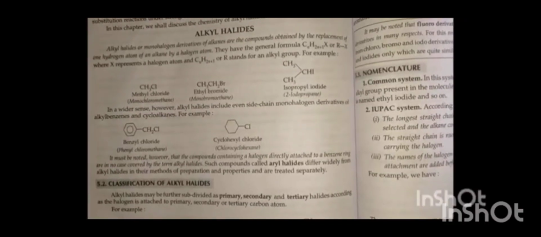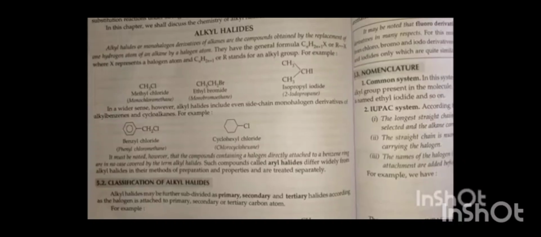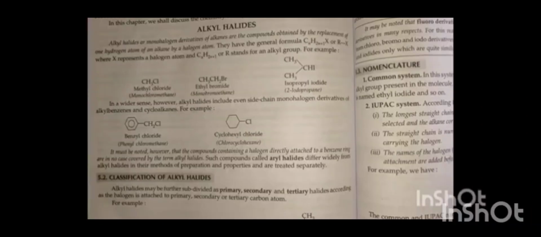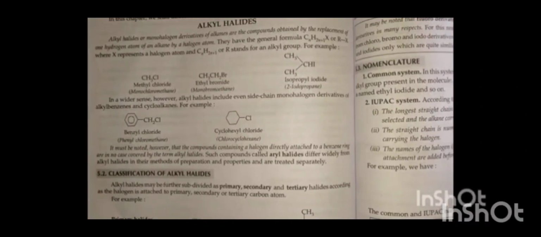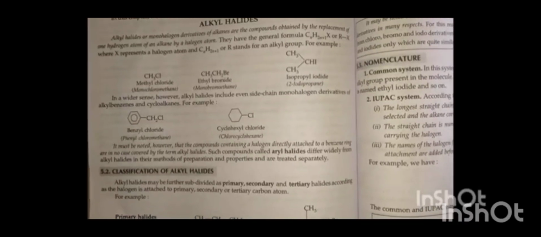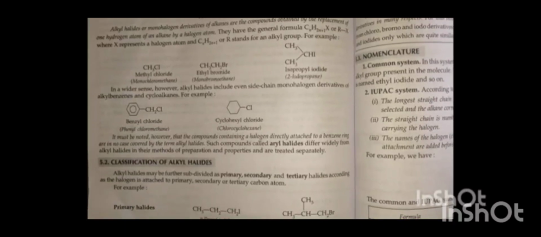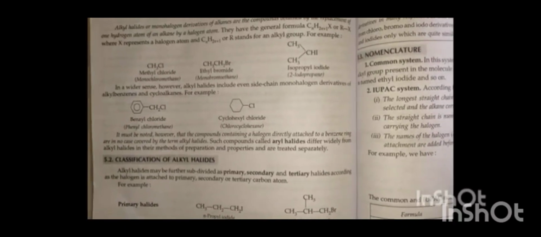Now, the alkyl halides or monohalogen derivatives of alkanes are the compounds obtained by the replacement of one hydrogen atom of an alkane by a halogen atom. They have the general formula CnH2n+1X or RX, where X represents a halogen atom and CnH2n+1 or R stands for an alkyl group. For example, methyl chloride, ethyl bromide and isopropyl iodide. Alkyl halides may be further subdivided as primary, secondary, tertiary halides according as the halogen is attached to a primary, secondary or tertiary carbon atom.